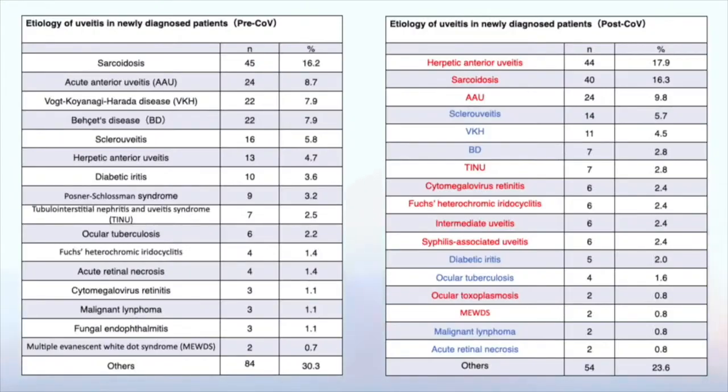This slide shows etiology of uveitis in newly diagnosed patients, pre-pandemic on the left and post-pandemic on the right. Diseases that increased post-pandemic compared with pre-pandemic are highlighted in red, and those that decreased are in blue. The top 6 uveitis etiologies showed proportional changes, but their composition mirrored nationwide epidemiology in Japan.